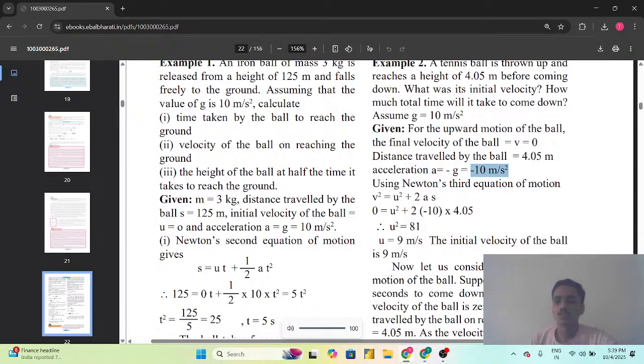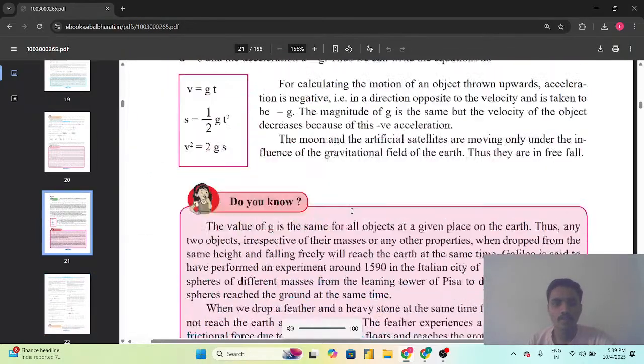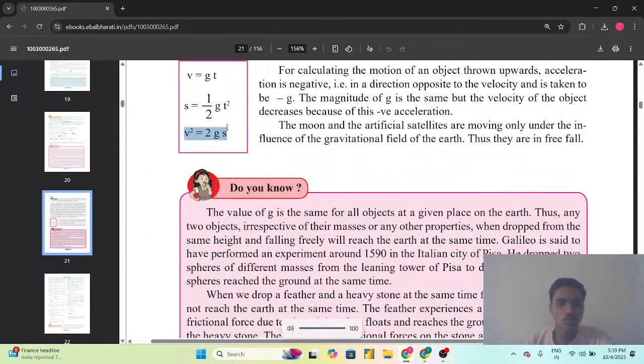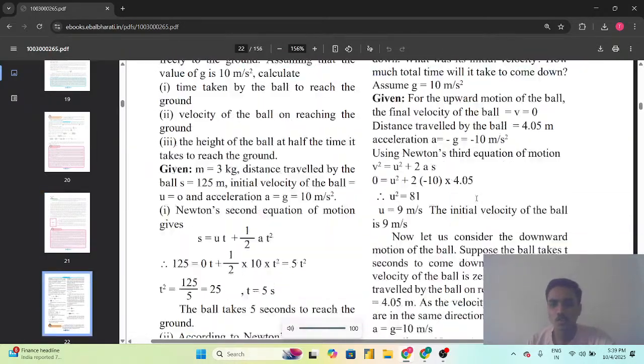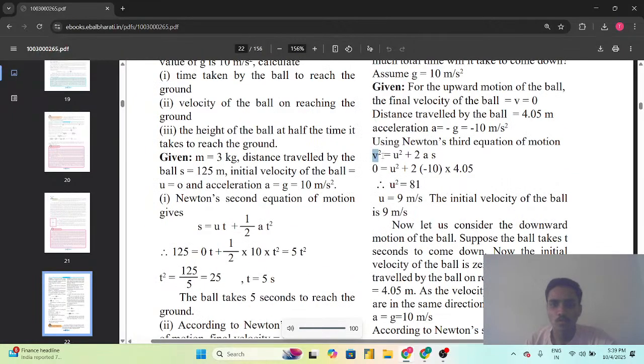Using Newton's third equation of motion, v square is equal to u square plus 2 g s. After putting the values, the final velocity is 0, u square, that is the initial velocity we have to calculate, and 2 multiplied by minus 10, the acceleration due to gravity, and the s value given is 4.05 meter. So the initial velocity will be 9 meter per second. So the initial velocity of the ball is 9 meter per second.